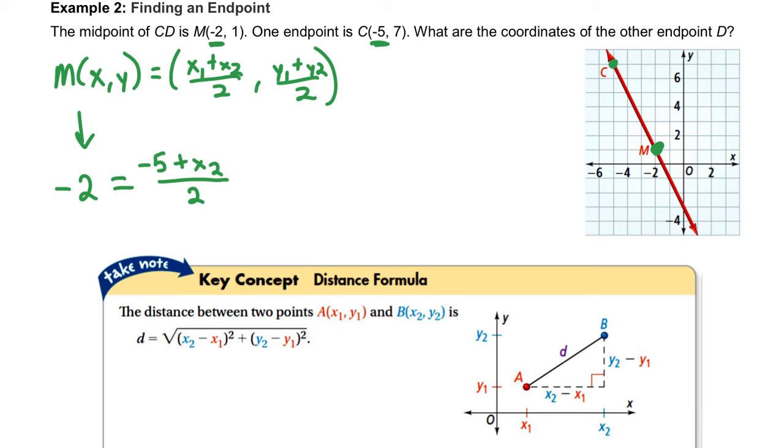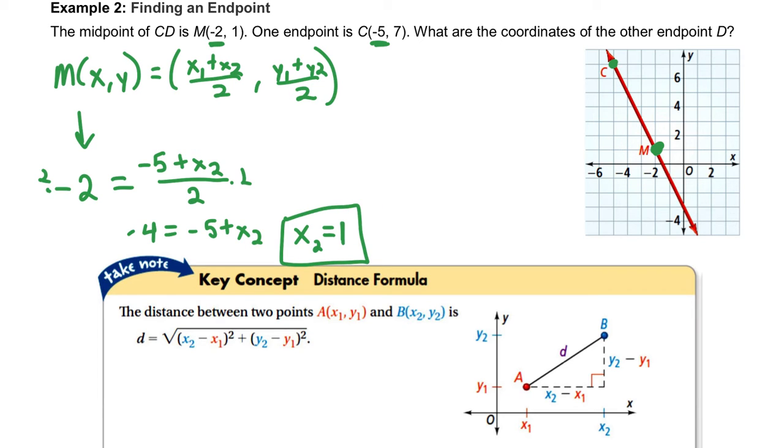So to solve this equation, I've only got to do two things. I've got to multiply both sides by 2. So if I multiply both sides by 2, I get -4 equals -5 plus x2. And then to finish solving that, I'd add 5 to both sides. So x2 ends up being +1.